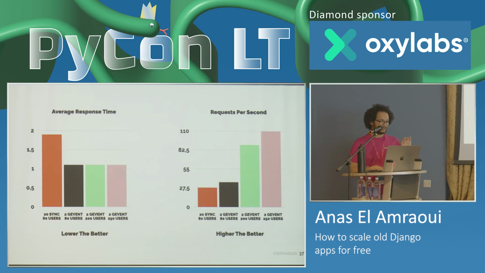Average response time. Sync is the red, I think. Our designer would not like that, but yeah. And you see, like, 1.9 seconds. And the gevent, 2 workers with users changing between 80, 200, and 250. Response time is always the same. And look at requests per second. You see the difference. It's quite nice. Gevent can handle 4 times more throughput with 10 times less memory footprint.